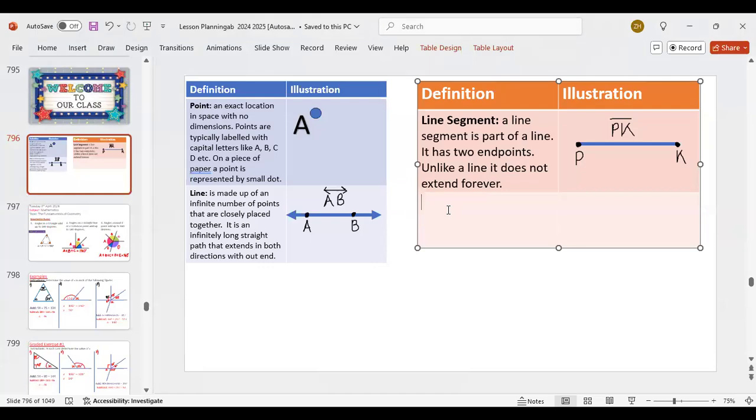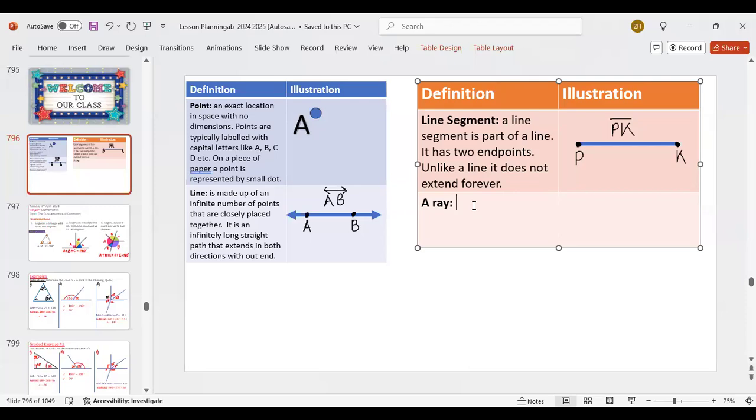The next one, we have a point, we have a line, we have a line segment. What else we need? A ray. Okay, so we need a ray. Now, what is a ray? A ray is a line that only continues in one direction. Very good. It only continues in one direction. So it has a starting point, but it doesn't have an ending point.